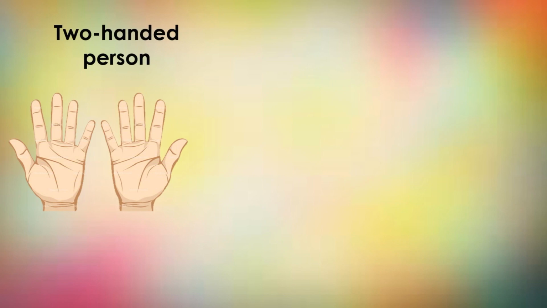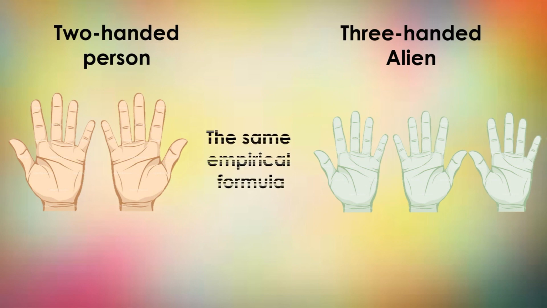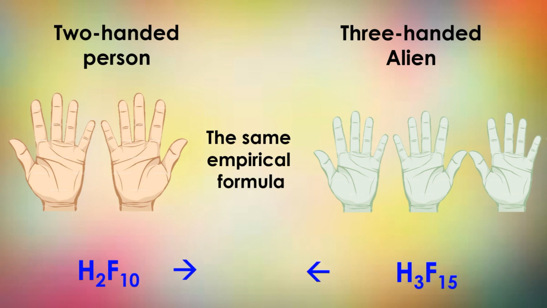It's important to note that more than one substance can be reduced to the same empirical formula. To stretch our hands-finger analogy, we might have a 2-handed person or an alien with 3 hands and 5 fingers on each hand. The empirical formula of each of these would be HF5, since in both cases the ratio is 5 fingers per hand.